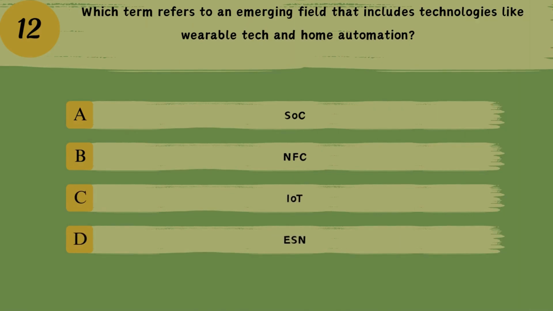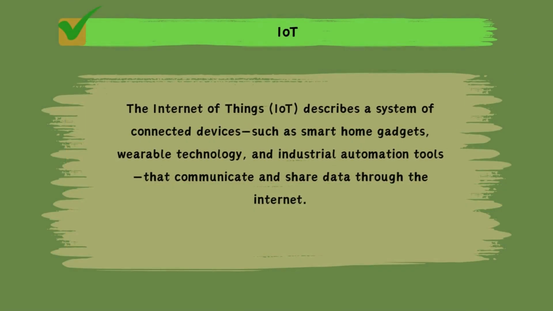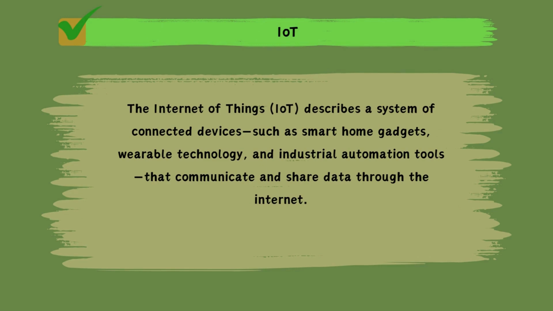Question 12. Which term refers to an emerging field that includes technologies like wearable tech and home automation? A. SoC, B. NFC, C. IoT, D. ESN. Correct answer, C. IoT. The Internet of Things describes a system of connected devices, such as smart home gadgets, wearable technology, and industrial automation tools, that communicate and share data through the Internet.